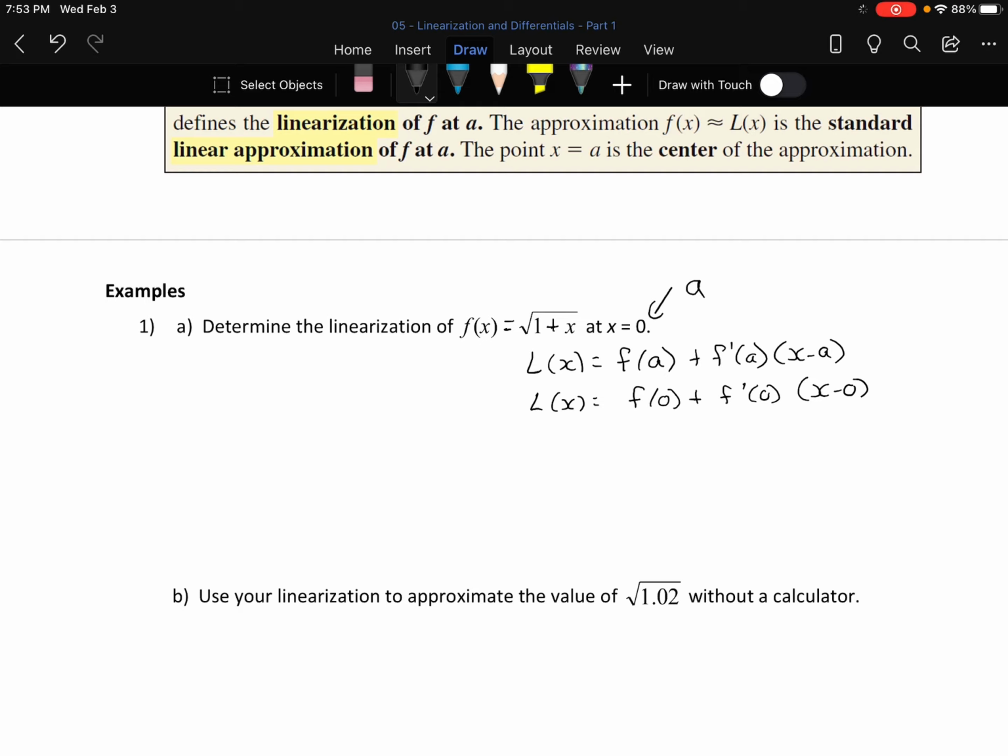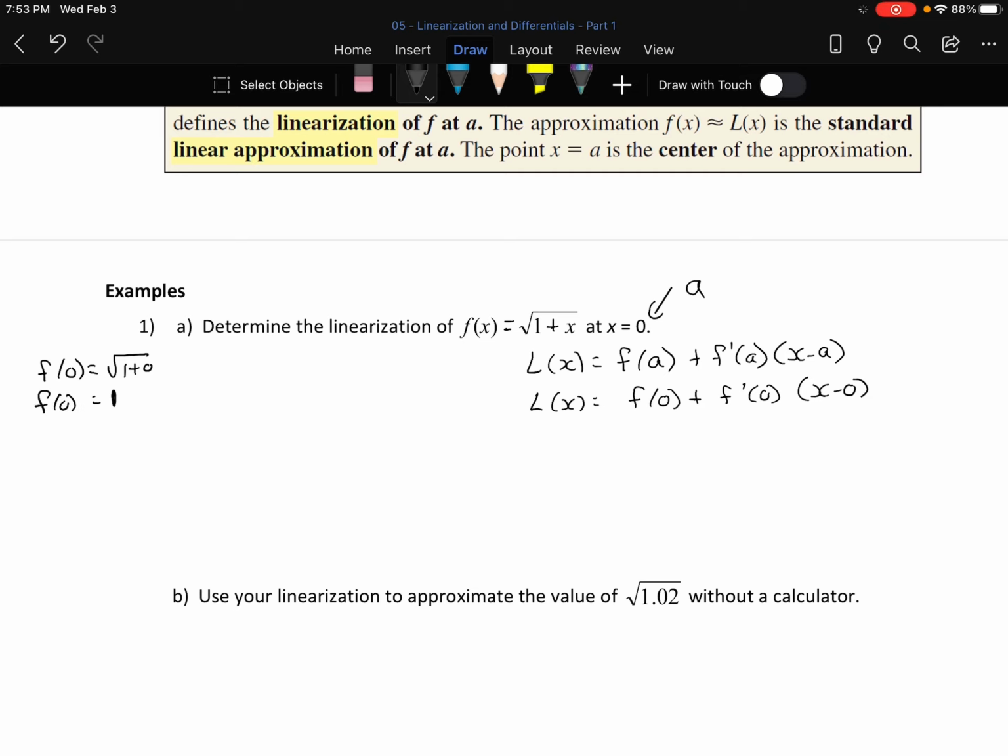Okay, so there's two things I've got to figure out to do this linearization. I need f at 0. That's easy enough. I just sub that in, square root of 1 plus 0. 1 plus 0 is 1. Square root of that is 1. So I get f at 0 is 1. Then I need f prime at 0.